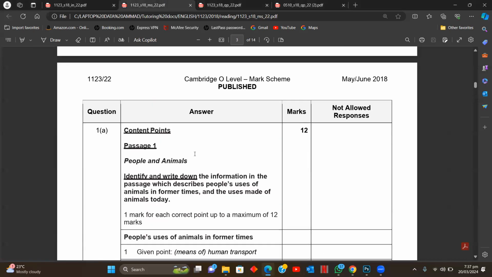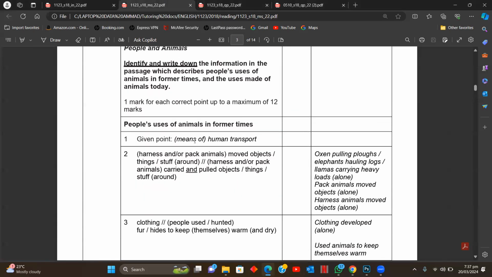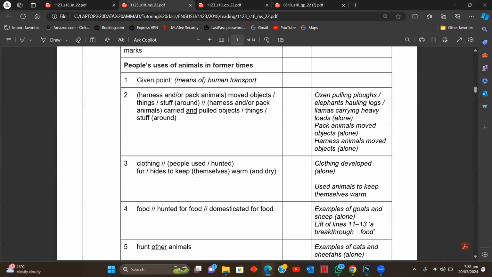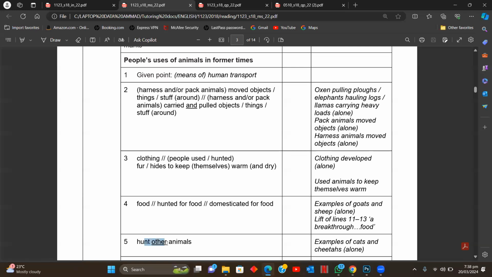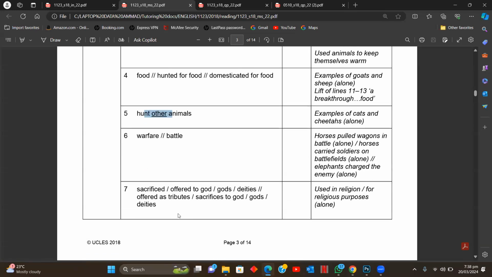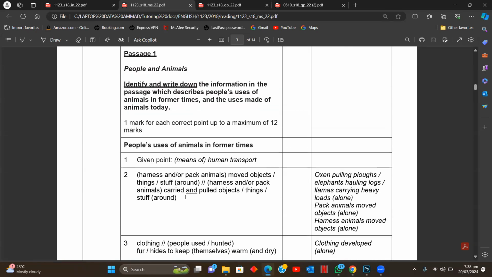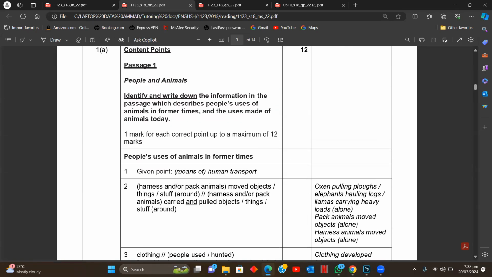If I show you the marks scheme, you see you're given marks on very specific points. Everywhere where the examiners are underlining words, if you don't use these words that are underlined, you won't get marks. Here they've used very specific information.